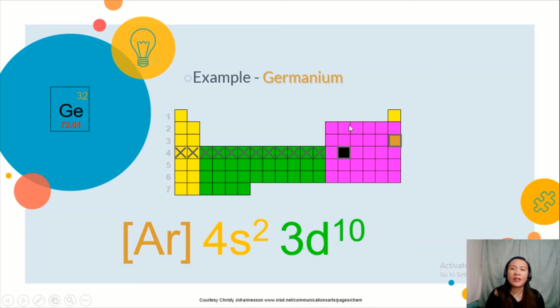And then finally, we go back to P. So this one is P. Again, it's in the fourth energy level, so we put 4p. However, we only have 2 electrons left. So that's 1 and 2. So we write 4p2. So this is how we write the shorthand configuration for germanium.